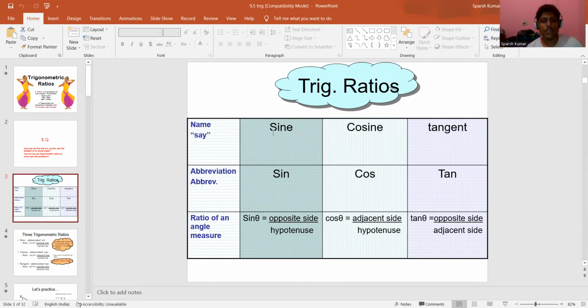We have three kinds of ratios known as sine of theta, cosine of theta and tangent of theta. In small abbreviation, you can write them as sin theta, cos theta, tan theta. Sin theta is opposite by hypotenuse, cos theta is adjacent by hypotenuse, and tan theta is opposite upon adjacent.